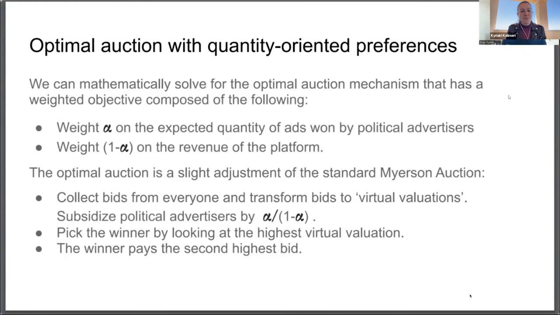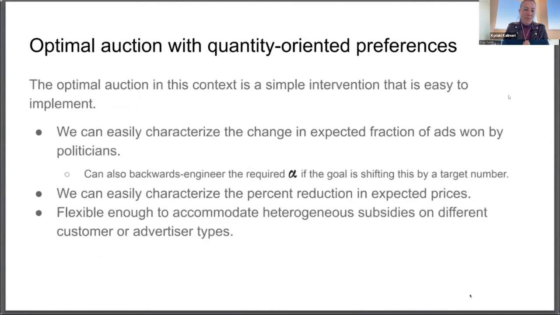And in this kind of environment, we can mathematically show that the optimal auction that solves this problem is a slight adjustment of the standard Myerson auction that's used by online platforms today. We basically collect bids from all advertisers and transform them mathematically through something called virtual valuations, which is a simple mathematical transformation. And then we subsidize political advertisers by a factor of alpha over 1 minus alpha. We pick the winner of each ad auction by looking at the highest virtual valuation, and we ask the winner to pay the second highest bid. So it's a very simple intervention to the standard Myerson auction.